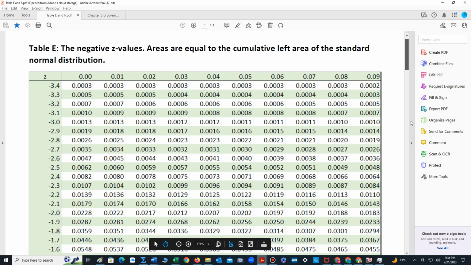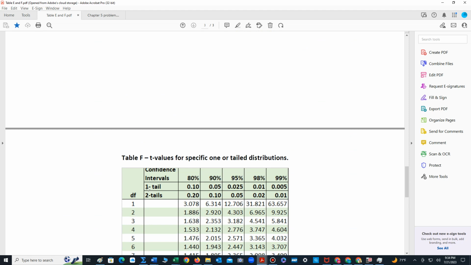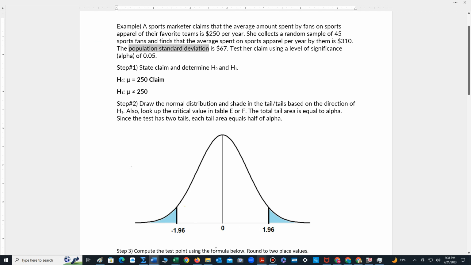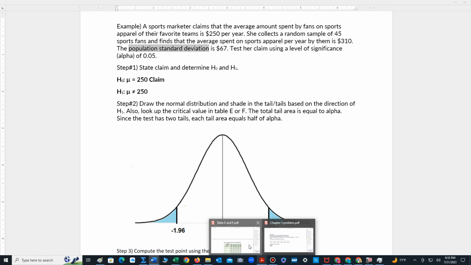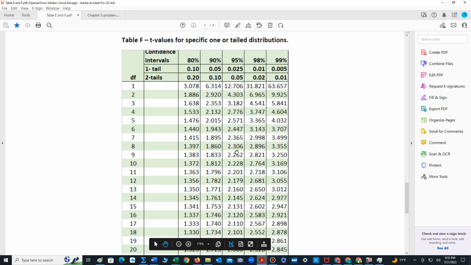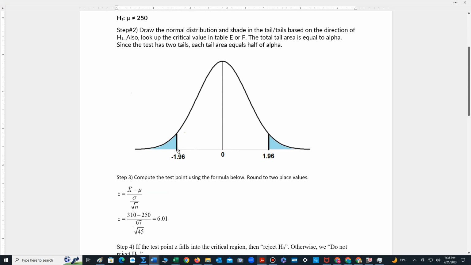So when using table F, we have to locate the proper alpha, and our test does have two tails, right? Because whenever we have not equal, there's no direction, that means we have two tails. Alpha is 0.05. Two tails, 0.05, go all the way down to the z values, and it's 1.96. So we have two critical values, negative 1.96, positive 1.96.